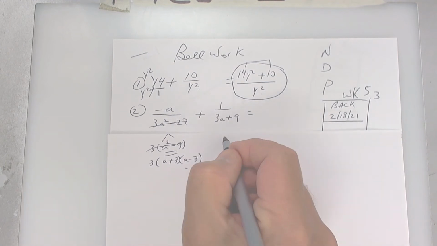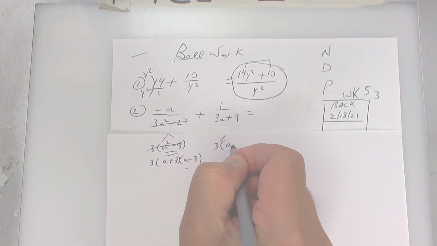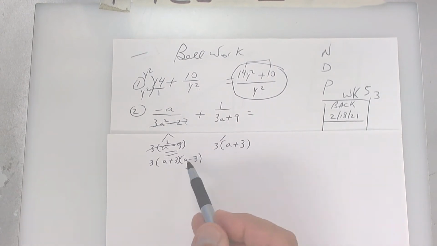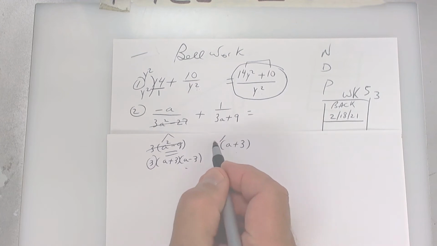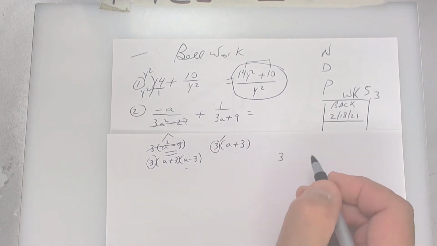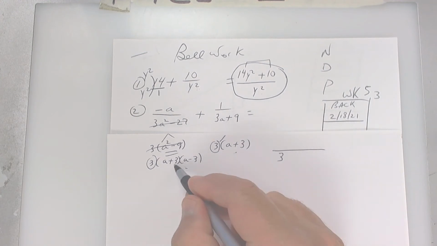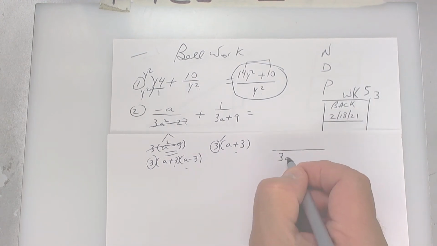Okay, now this one, you got to take a 3 out, and you're left with a plus 3. Now, to get your least common denominator, you can see they both have a 3. So 3 is part of your denominator. This one has an a plus 3, and so does this one, so you're going to do an a plus 3.